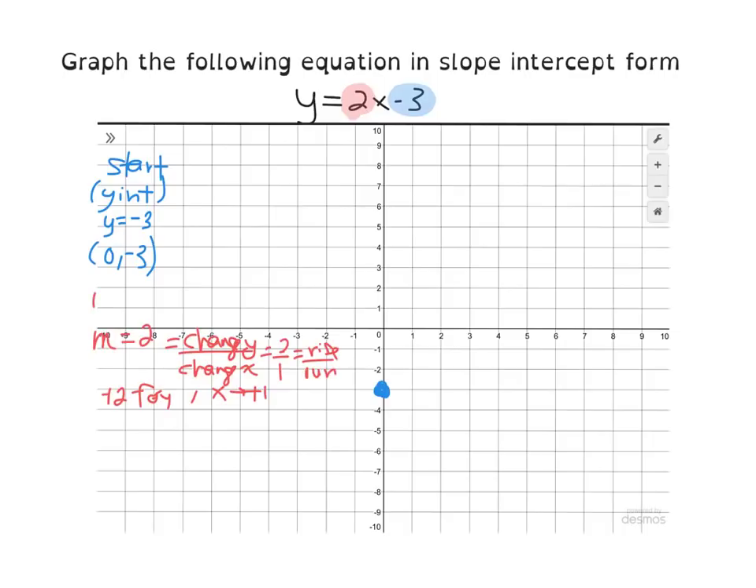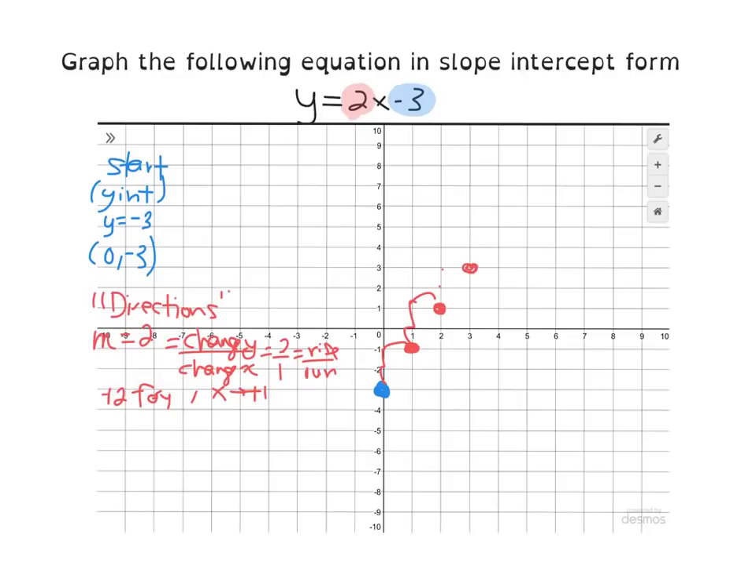So now I have my directions on how to get to the next point. So I need to go up 2 and then over 1. This point is on the line. I can do that again. I can go up 2 and over 1. This point is on the line. Up 2 and over 1.